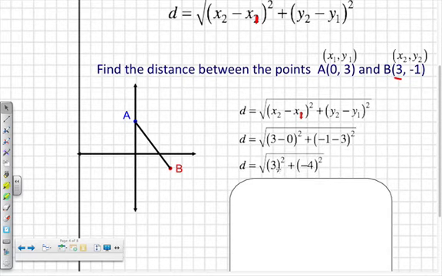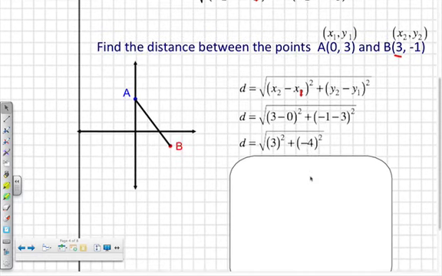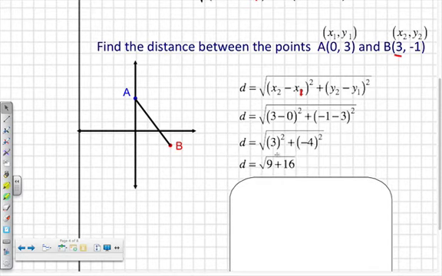So 3 minus 0 is 3. Negative 1 minus 3 is negative 4. Make sure you keep those in the parentheses there. This is really important because when you square these numbers, they're both going to become positive. 3 to the second power is 9. Negative 4 squared means negative 4 times negative 4. Negative times a negative is positive, so we get 16 here.